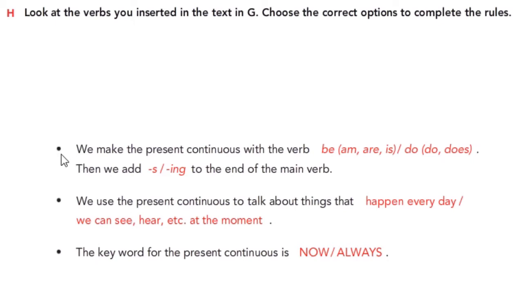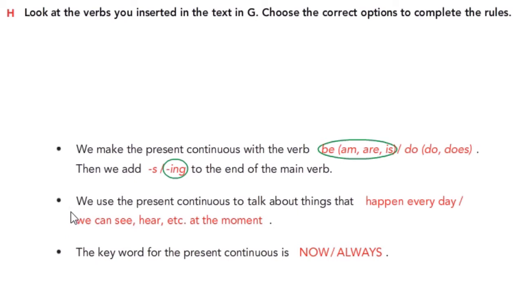The first one, we make the present continuous with the verb be: am, are, is, or do, which is do and does. So we make the present continuous with the verb be, which is am, or is, or are. Then we add ing to the end of the main verb. Excellent, ing to the end of the main verb.